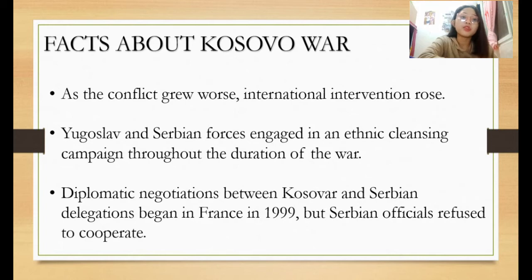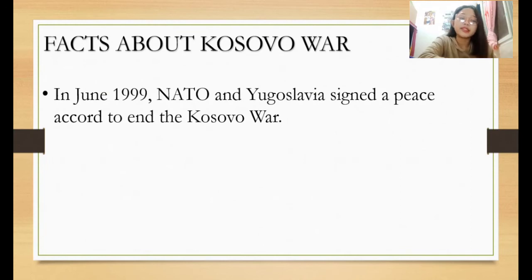Next, diplomatic negotiations between Kosovo and the Serbian delegation began in France in 1999, but Serbian officials refused to cooperate. In response, NATO began a campaign of airstrikes against Serbian targets, focusing mainly on destroying Serbian government buildings and infrastructure. The bombings caused further flows of refugees into neighboring countries and the deaths of several civilians. Lastly, in June 1999, NATO and Yugoslavia signed a peace accord to end the Kosovo War.